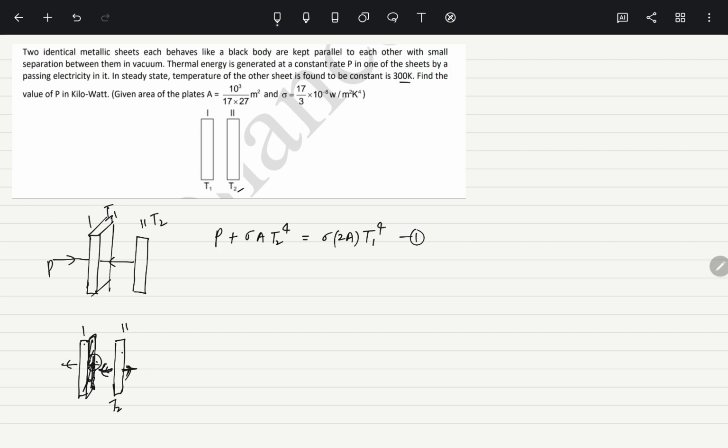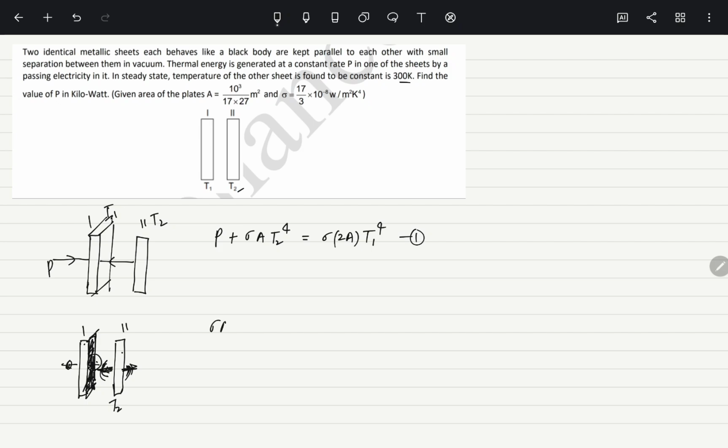So in this case, the second is releasing heat from both the surfaces, but this time the first one is absorbing heat, not from the outside. At steady state we are considering here, the first will absorb heat from the second one only, from the right side surface. So this time we'll consider only one surface area of the first plate, and at steady state we know the rate of heat will be same.